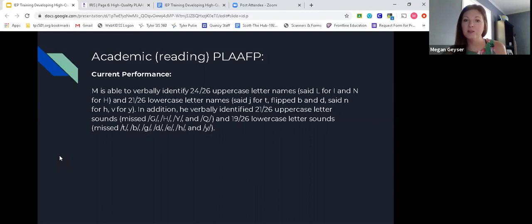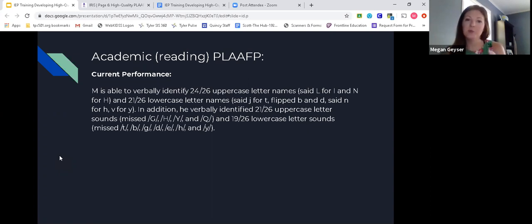And then we go into our letter sounds, and I put in there exactly which ones he missed. Because if you don't have the actual assessment where you've marked, nobody would know that unless you put it in the PLAAFP. And think about those students that move in from a different district, and we would just say, he verbally identified 21 out of 26 uppercase letter sounds. You would never know which ones he did not know. So you want to make sure you provide that information. That way parents know, and if the student ever goes to a new school, the new teacher knows exactly which letter sounds he might still be missing.